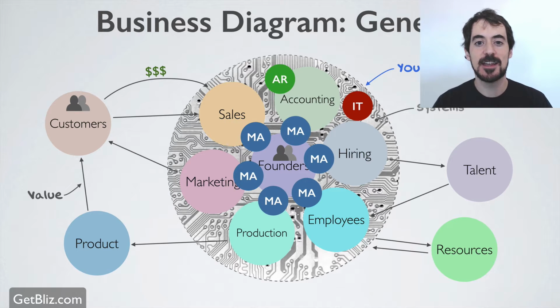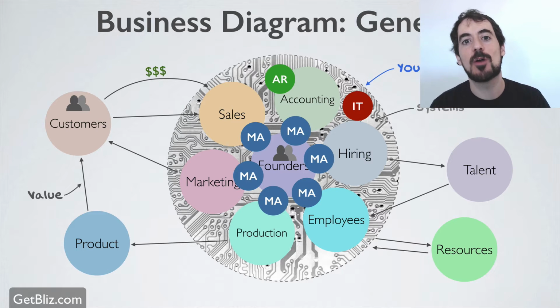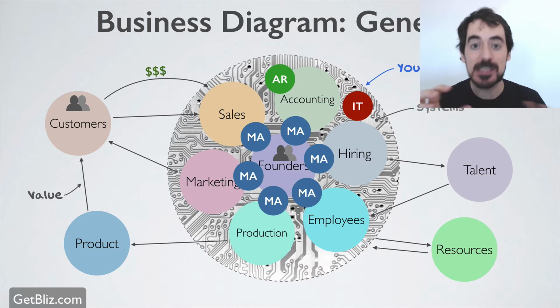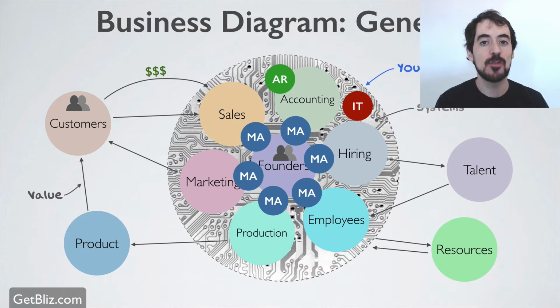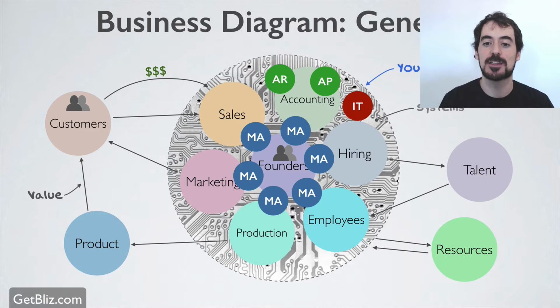You're gonna need departments within the accounting department. The accounts receivable, which takes care of all the money that gets paid to you, and the accounts payable, which is all the bills that you have to pay, right? And you also will need payroll as well, to pay your employees.